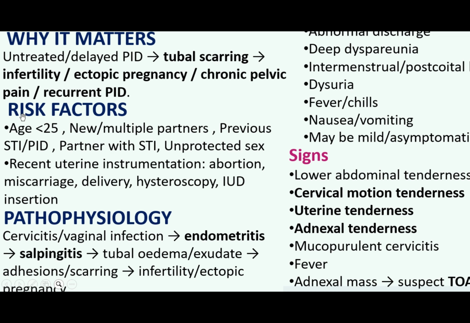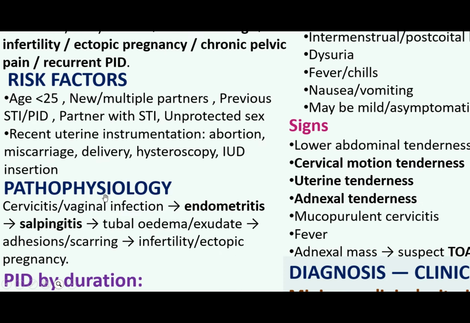The risk factors are age less than 25, which could be associated with sexual practices, new or multiple partners, previous STI or PID, a partner with an STI, which is a sexually transmitted infection, unprotected sex, and recent uterine instrumentation. We can have this infection of the upper genital tract occurring after instrumentation, things like evacuation of the uterus after an abortion or miscarriage, during delivery, hysteroscopy. Intrauterine devices can also be risk factors.